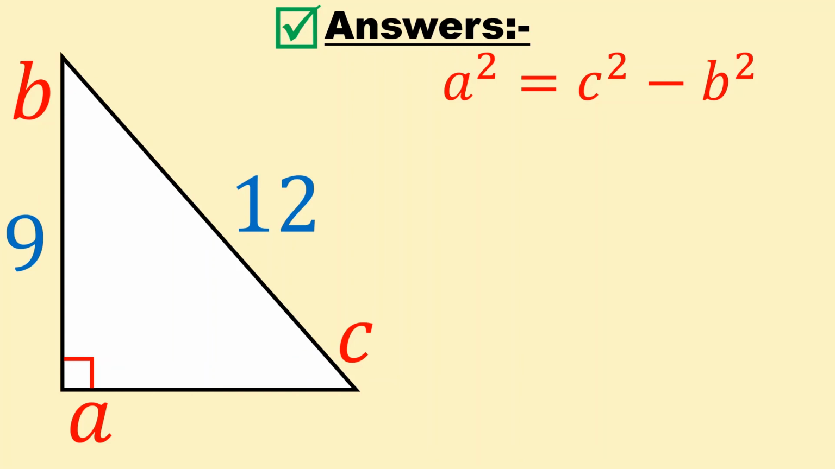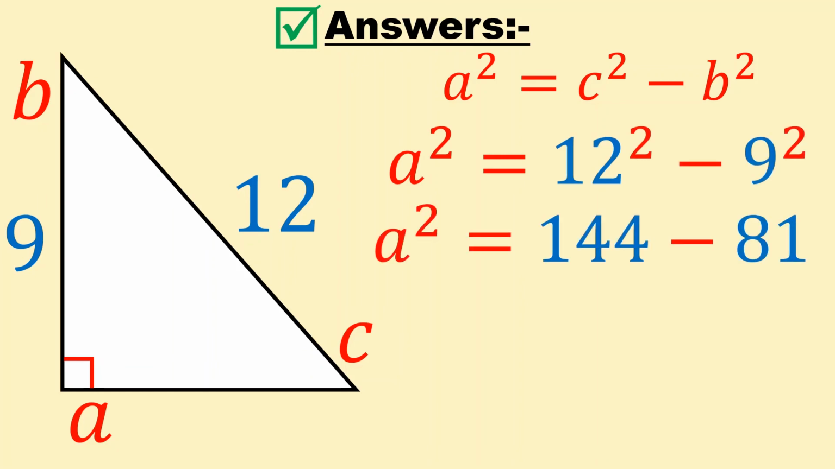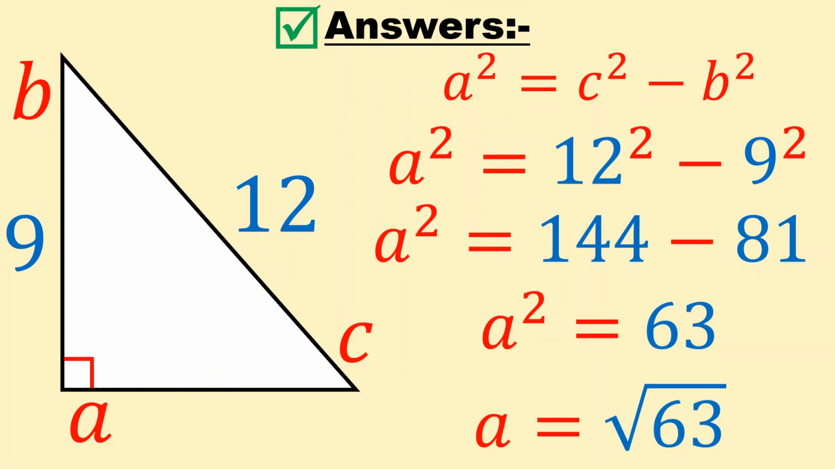Plug in c and b into the formula. This gives 144 subtract 81, which is 63. Root 63 is 7.9 to 1 decimal place, so side A is 7.9 in length.